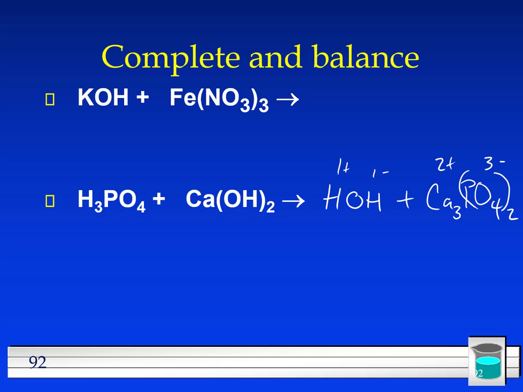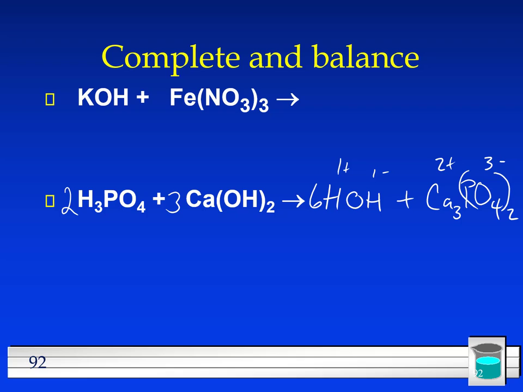Since I put 2 next to PO4, I got to put a 2 in front of phosphoric acid. That gives me 6 H's. So I can put a 6 in front of water. That gives me 6 hydroxides, counting hydrogens and hydroxides separately from each other, because it's easier. 6 hydroxides, so I got to put a 3 in front of calcium hydroxide. That gives me 3 calciums, which I wanted anyway. If you do this right, you're going to get to 1, which I wanted anyway. Does that make sense?